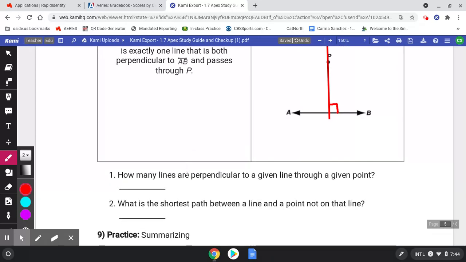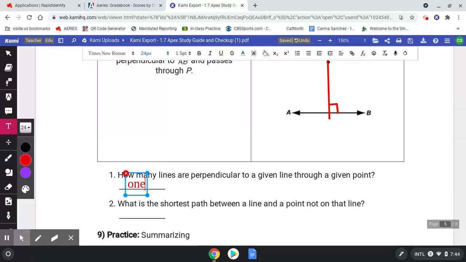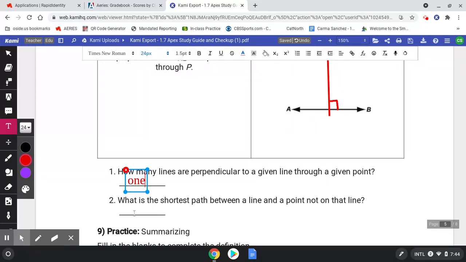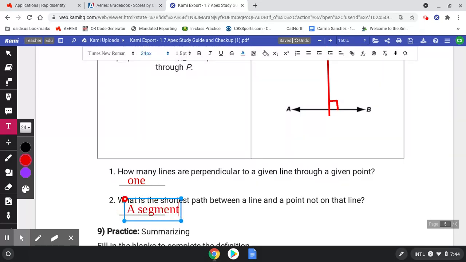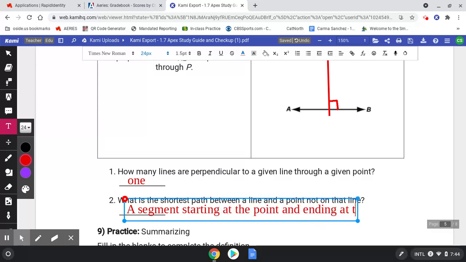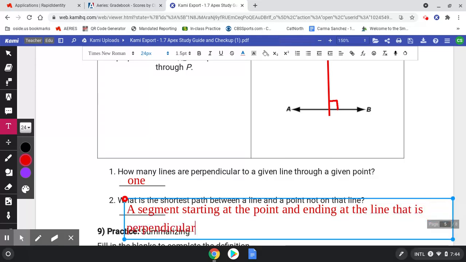How many lines are perpendicular to a given line through a given point? One line. What is the shortest path between a line and a point not on that line? A segment. Again, your words can be different on this, but maybe you say something like a segment starting at the point and ending at the line that is perpendicular to the line.